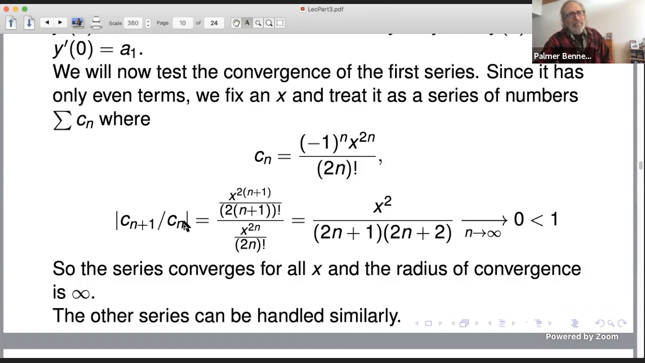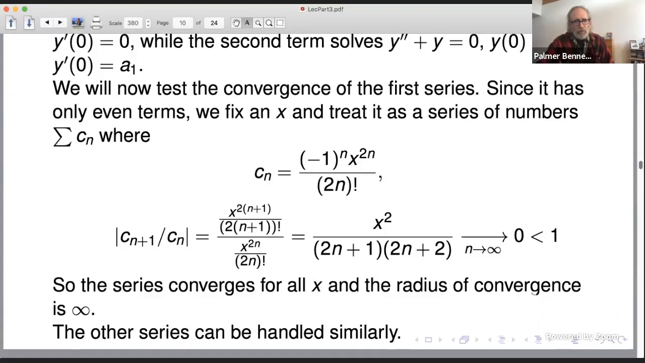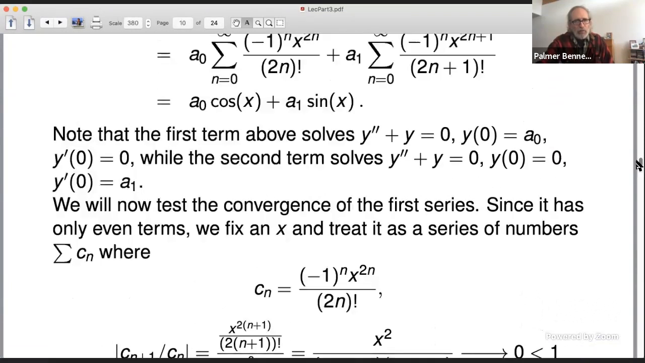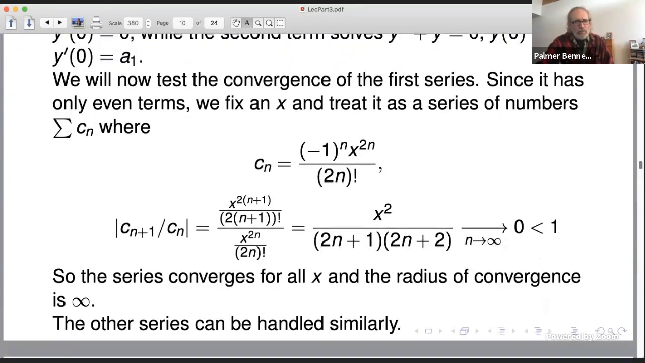So that says that this series is going to converge for any value of x. Since it converges for any value of x, the radius of convergence is infinity. It converges for every value of x, so you can take any value. So the radius of convergence at the origin is plus infinity. It converges everywhere. Any questions? So that's how you would handle the convergence of that series.